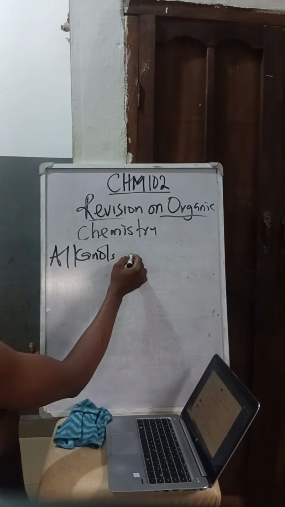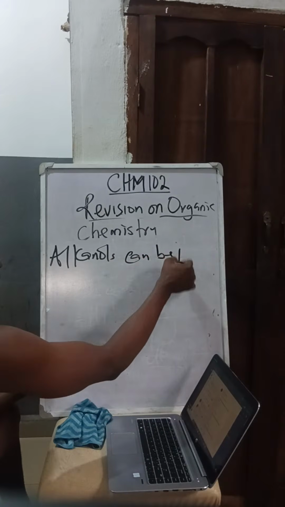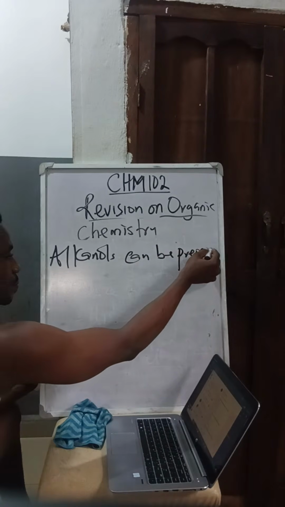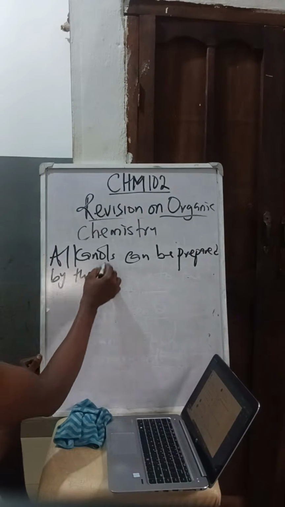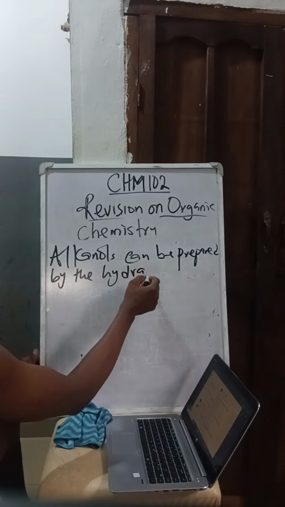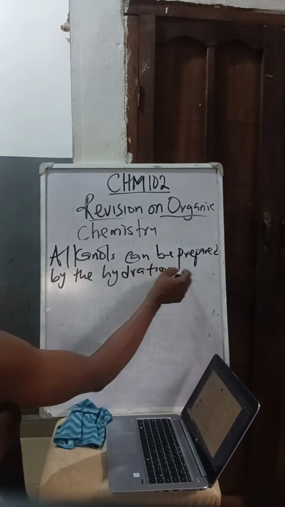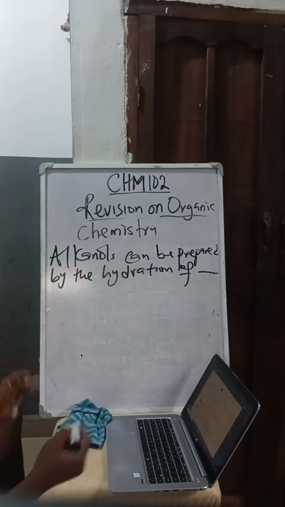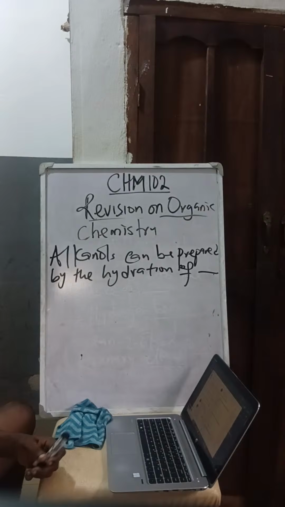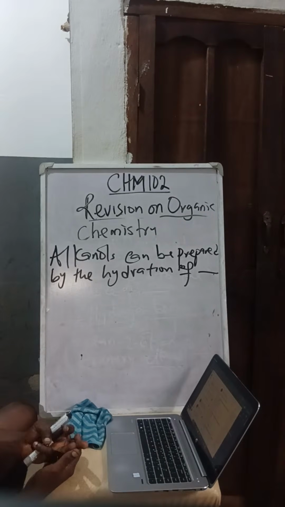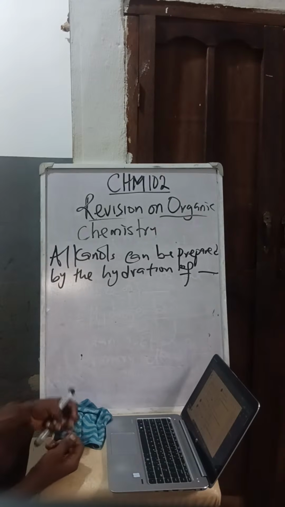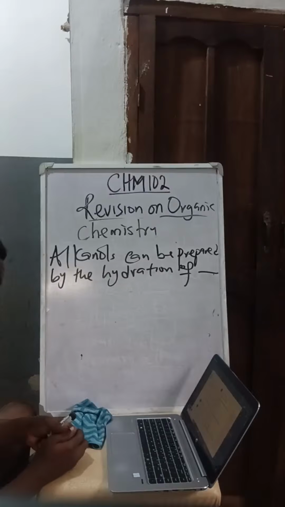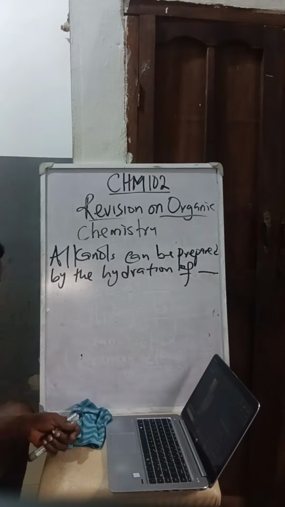Alkanols can be prepared by hydration of starch. How do we prepare alkanols? It can be prepared by hydration of starch. So what's the answer? Hydration of what? Let me see your answer in the comment section.